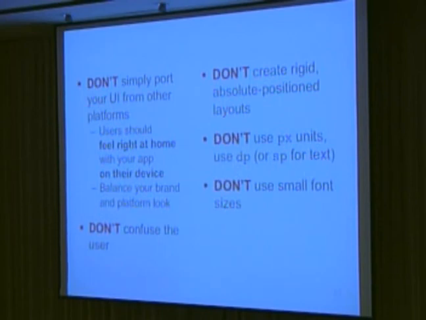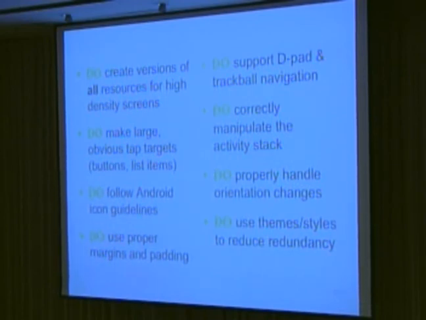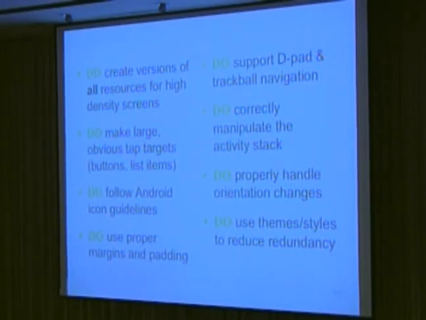Use relative layout for sure, and use pixel-independent units like DP, and SP for text. Use larger fonts. Not everyone has good eyesight like developers, right? So make sure you at least have options for your user to pick different font sizes. Also, support high density screens, because you looked at the stats before. And make sure all the tappable targets are large enough. That's especially true when you ship your application to America or the West. And follow our icon guidelines. Make sure you use proper margin and padding, and support the dial pad and the trackball for navigation. And manipulate the activity stack correctly, and handle all the orientation changes.